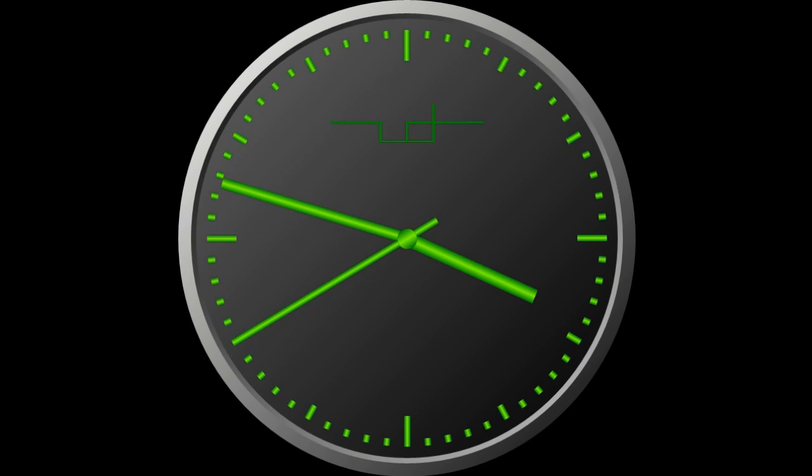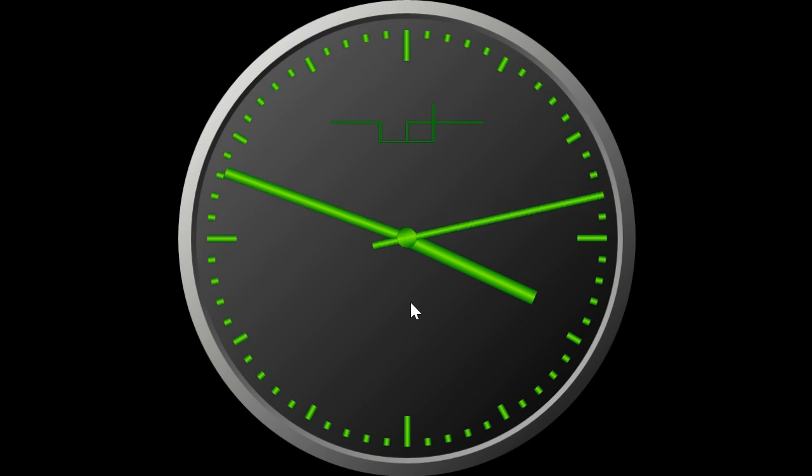Now look at this clock. On the clock, we can count time. We can count seconds, minutes, and hours. This hand here is the seconds hand. We can see the hand moving because a second is very short.